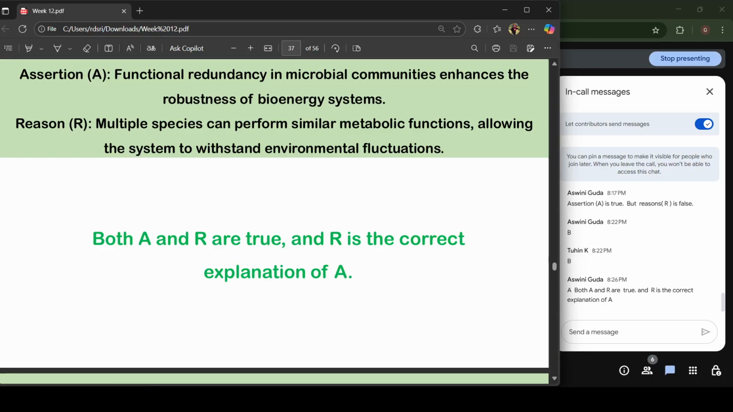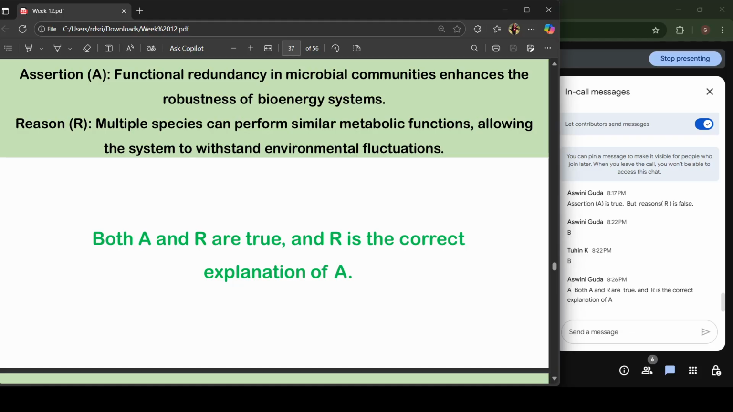Okay, so the correct answer is both of the statements are true. Functional redundancy, in the sense of multiple microorganisms having the same function. For example, when we talk about a simple hydrolysis process, there are different organisms that can perform hydrolysis or different organisms that can perform fermentation. We will not go for a single species or a pure culture in most environmental studies. This is because functional redundancy is usually beneficial because it increases the robustness of the system.